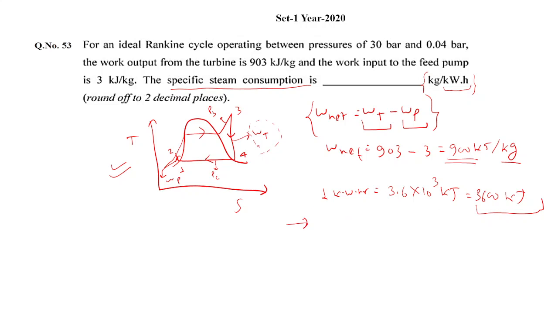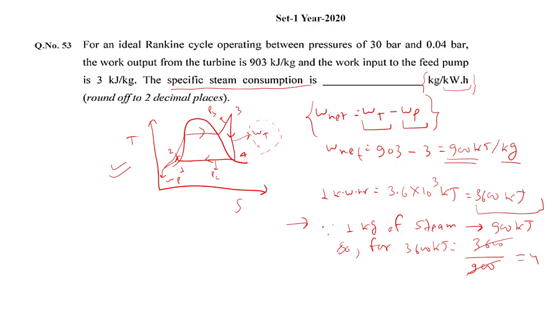Simply, the unitary principle you can apply. One kilogram of steam gives 900 kilojoule. So for 3600 kilojoule, it would be 3600 by 900, right? It would be 4 kg.